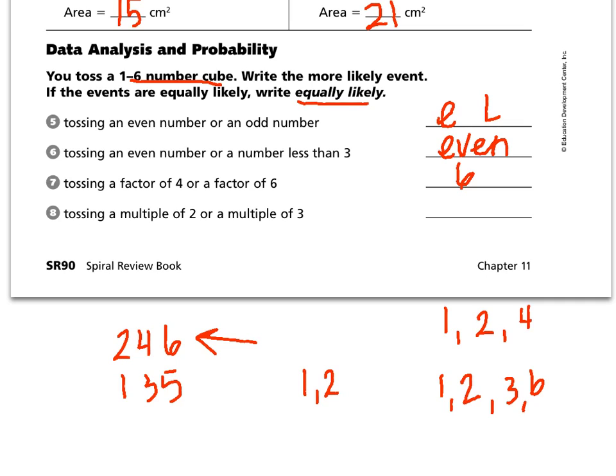Tossing a multiple of 2 or a multiple of 3. Multiples of 2 would be 2, 4, and 6, and a multiple of 3 would be 3 or 6. So a multiple of 2 would be more likely.